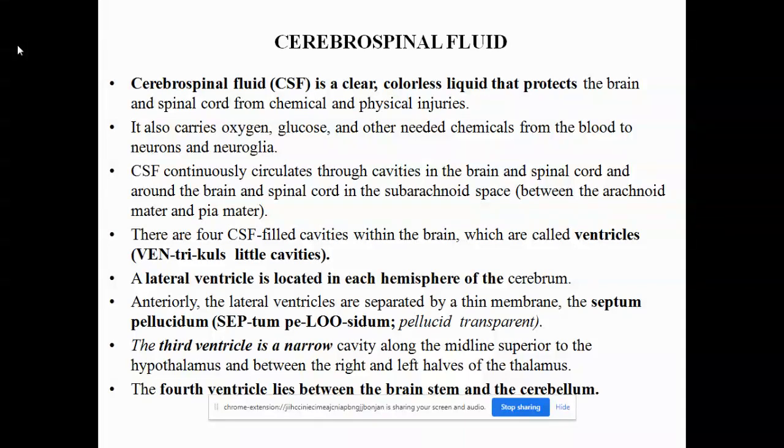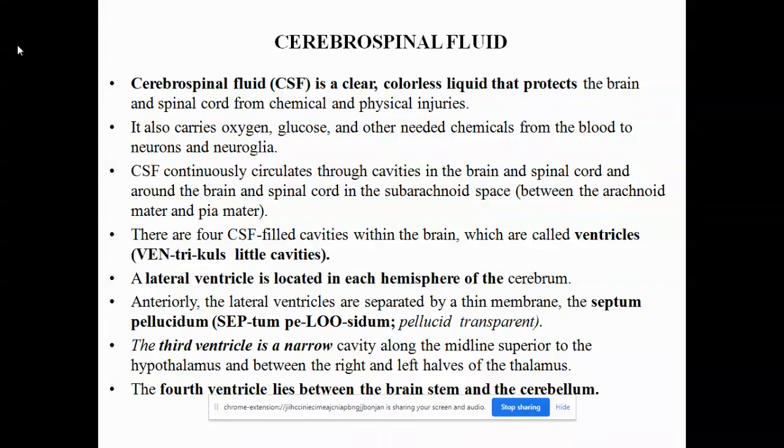There are four CSF filled cavities within the brain called the ventricles. So ventricles are little cavities which are filled with the cerebrospinal fluid within the brain. So what are the four ventricles in the brain? First one is the lateral ventricle. The lateral ventricle is located on each hemisphere of the cerebrum. We can see the picture later in the later slides. So lateral ventricle is the first one.